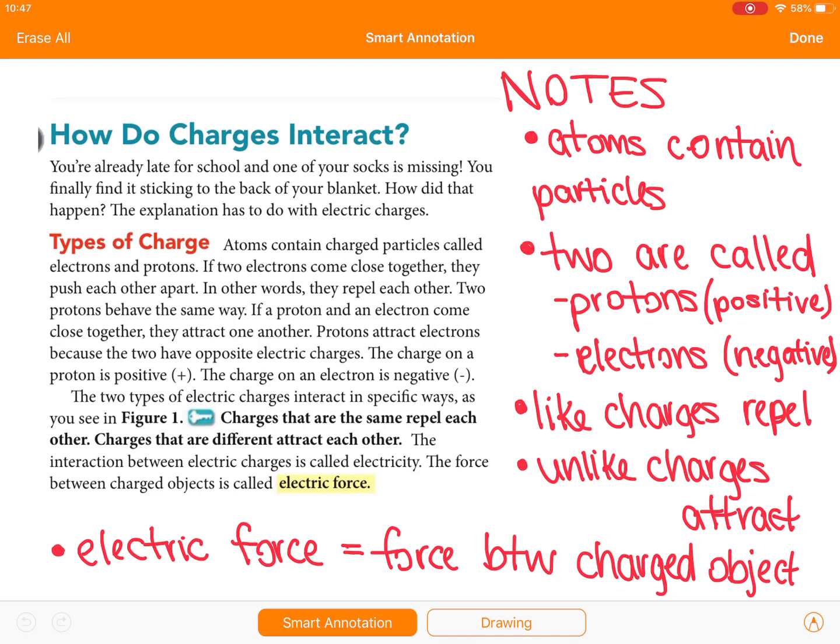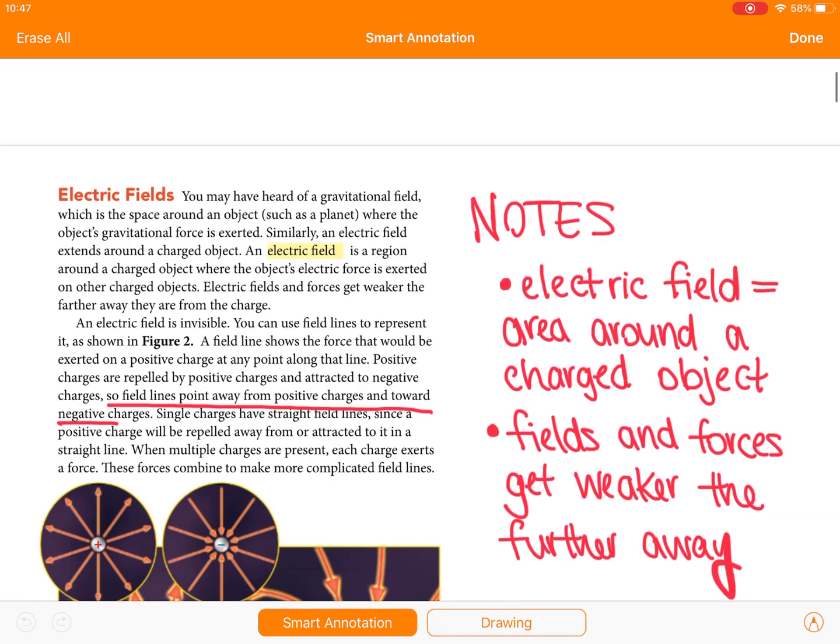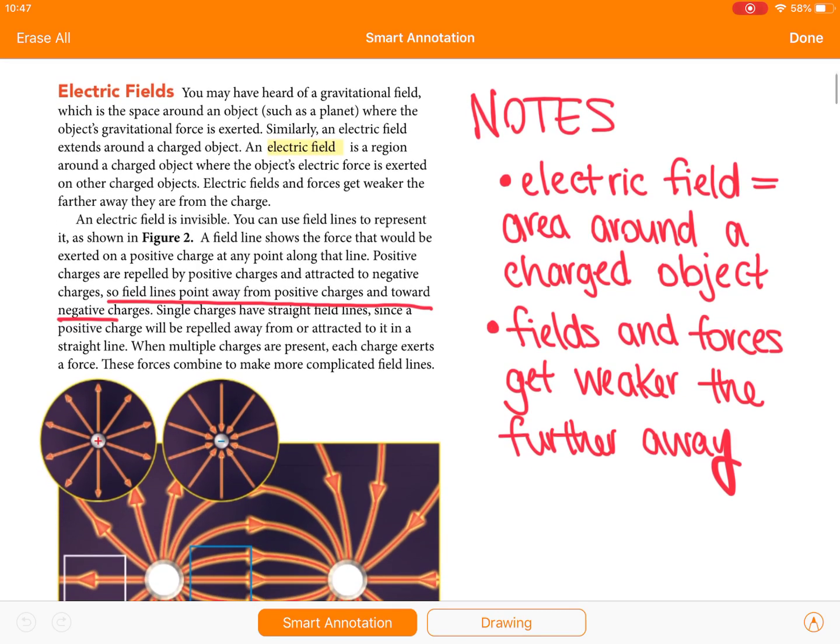Another important thing to keep in mind and to write down into your notes is that electric force is the force between charged objects. All right, so make sure you pause the video and write down this information into your notes. Around a charged object, there exists an electric field. Something really important to remember is that as you move further away from something with a charge, the field and the forces start to get weaker the farther and farther away that you go.